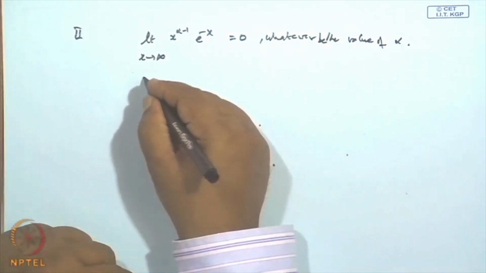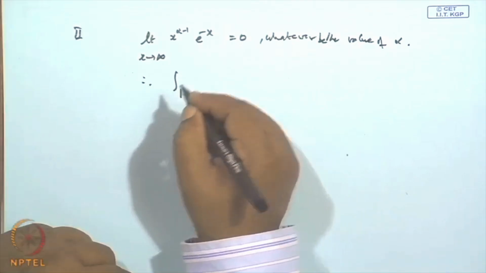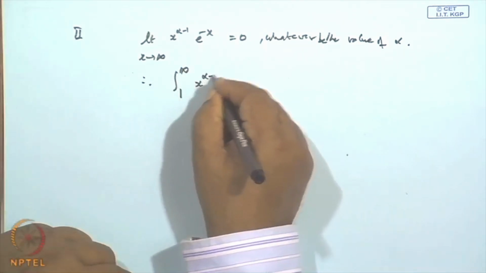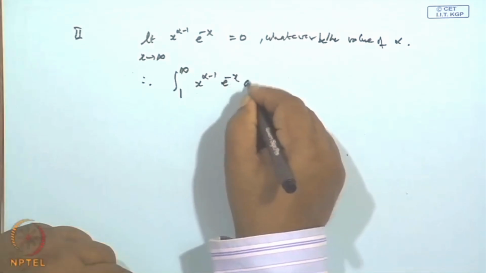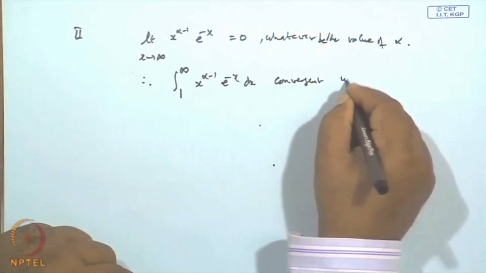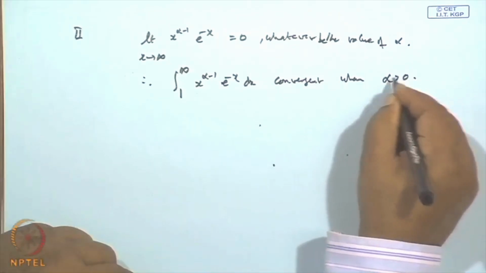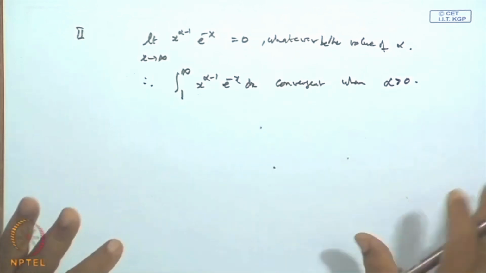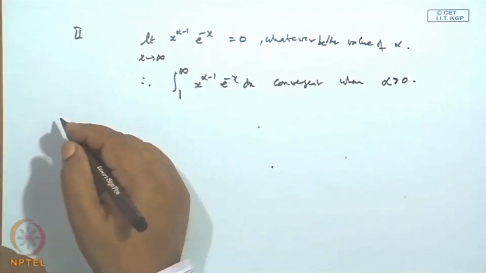Therefore, the second integral, 1 to infinity of x to the power alpha minus 1 e to the power minus x dx, will be convergent when alpha is positive, so alpha is greater than 0. Therefore, this integral converges for all such alpha. Now the second part is full.